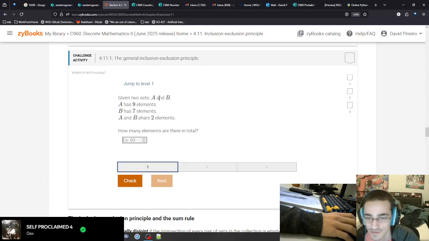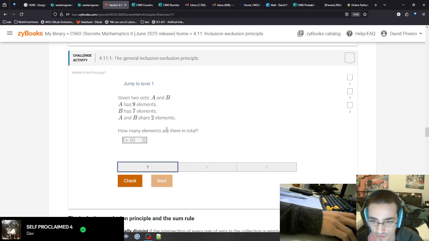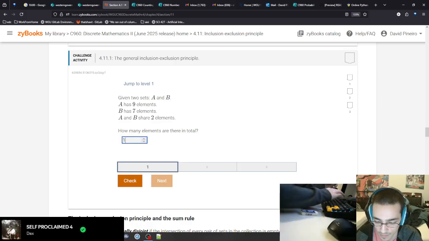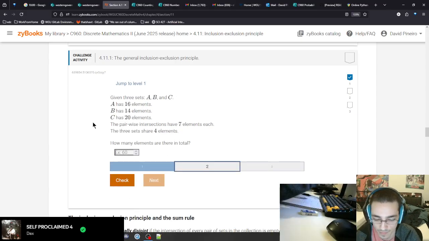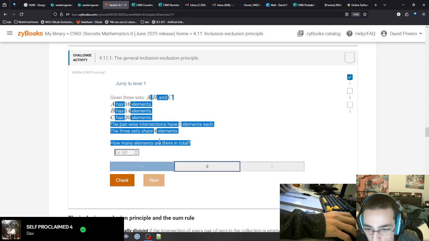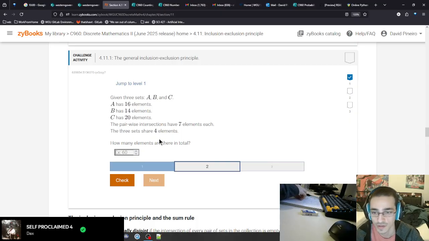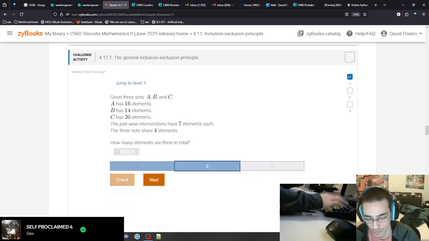So given 2 sets, A and B. Alright, so we got that. How many elements are there in total? Alright, 9 plus 7 minus 2. Okay, now we got 3. Let's try this. So we got 16 plus 14 plus 20 minus 7 minus 7 minus 7 plus 4, right? 3 is what I got.